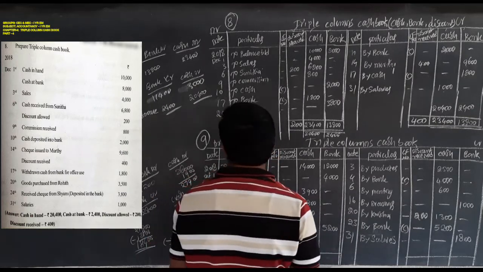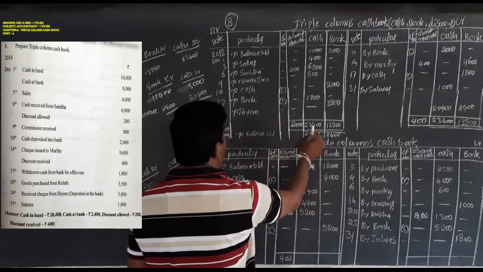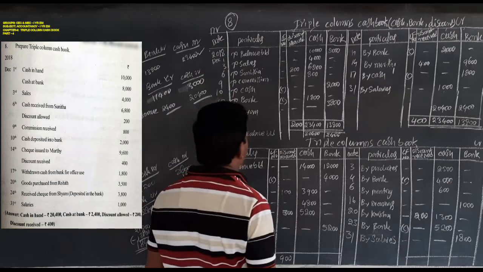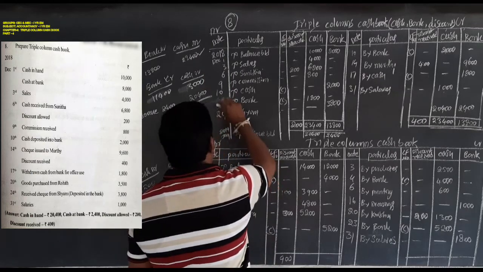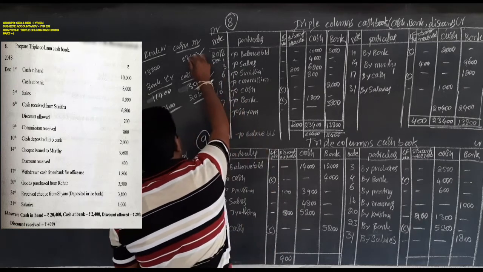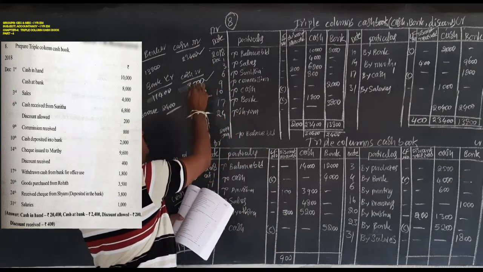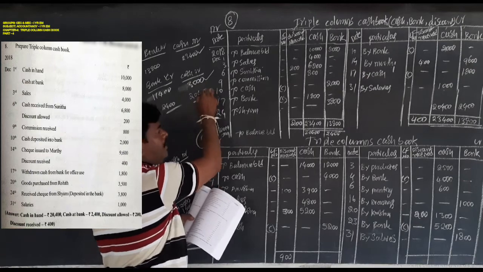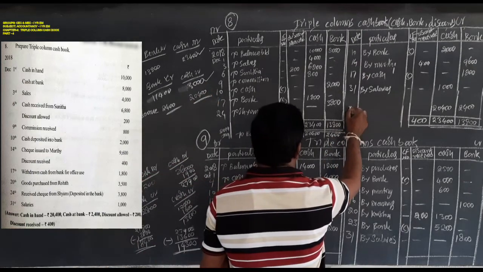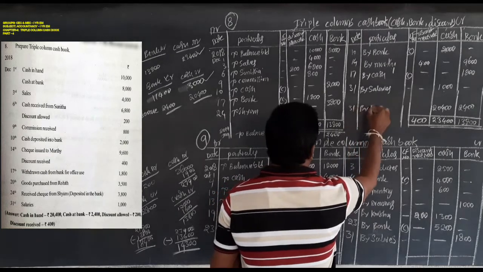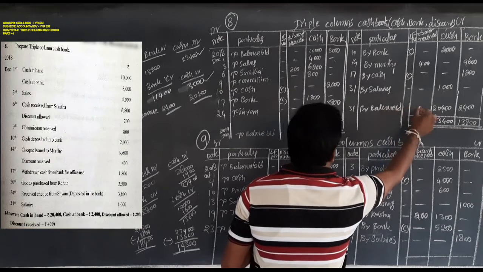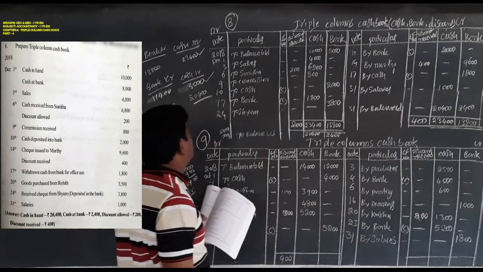First total them, cash column debit side 23,400 and cash column credit side 3,000 rupees. 23,400 minus 3,000, 20,400 rupees. Here, what is the last date? December 31st. By balance carried on. Balance carried on. This is the next one.